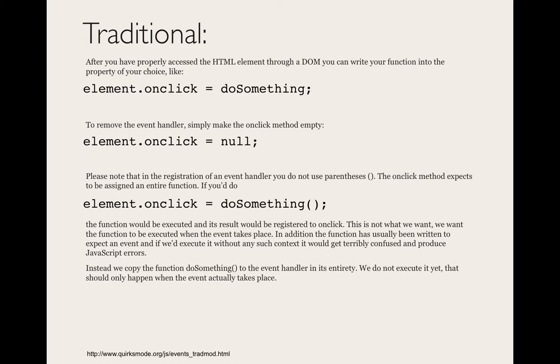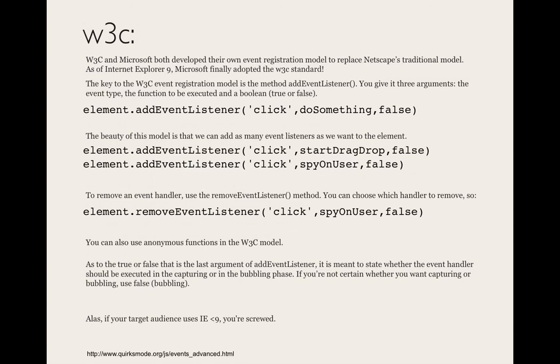Otherwise, the function would be executed and its result would be registered to onClick. And that's not what we want. We want the function to be executed when the event takes place. In addition, the function has usually been written to expect an event, and if we executed it without any such context, it gets all confused and produces errors. Not what we want. So instead, we assign the function to the event handler in its entirety. We don't execute it yet, which is what the parentheses would mean. That should only happen when the event actually takes place. So we have inline, we have traditional, and we have the W3C standards.